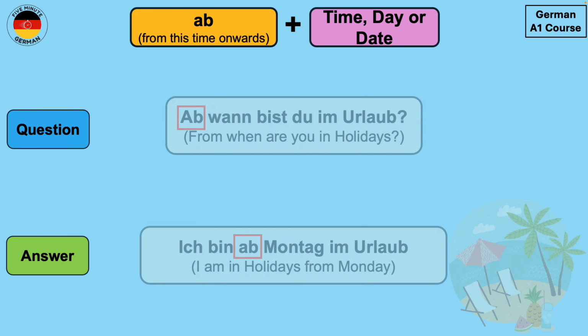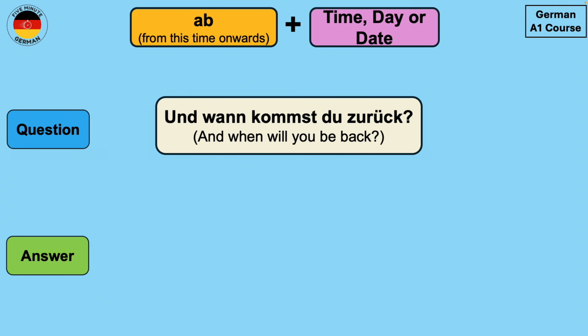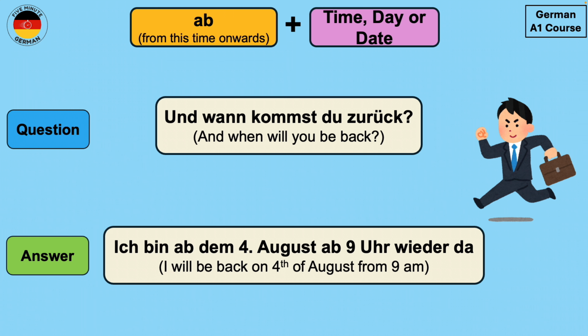And if they ask you, "Und wann kommst du zurück?" And when will you be back? Then you can say, "Ich bin ab dem 4. August ab 9 Uhr wieder da." I will be back on 4th of August from 9 a.m. or 9 a.m. onwards. So this is how you can use "ab" in your sentences.